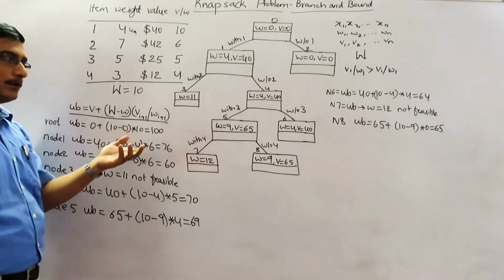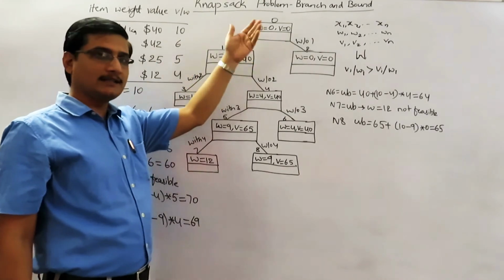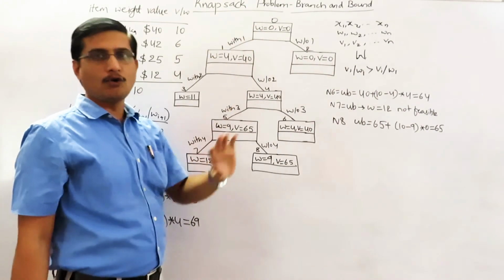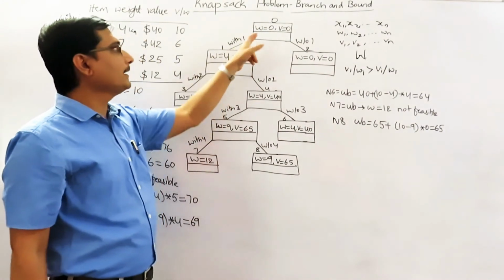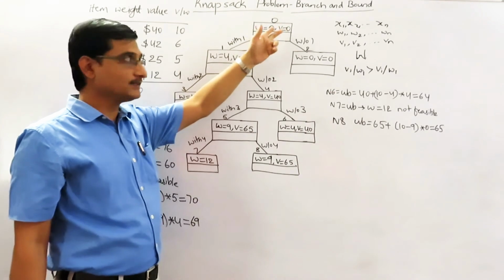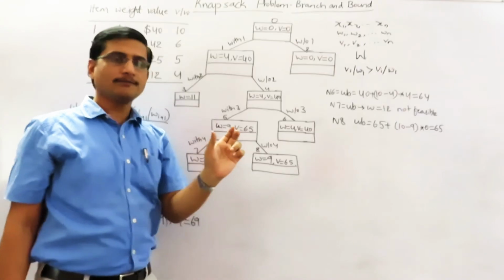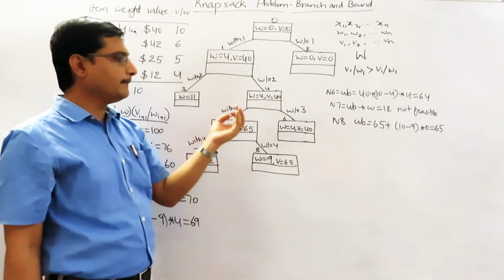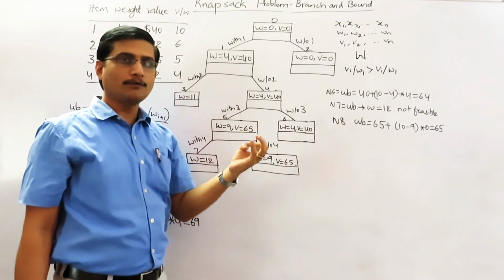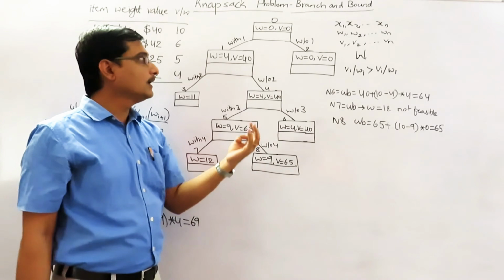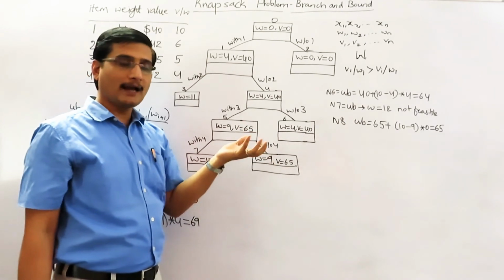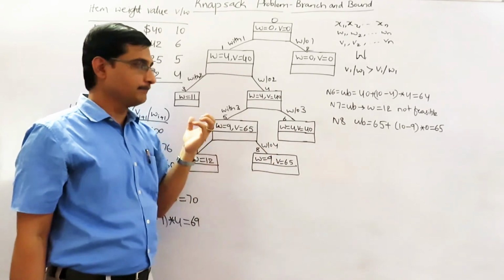So we will go on constructing the state space tree. Initially no objects are selected, so the weight of the object is 0 and the value is 0. In one node of the state space tree, we are going to define the weight, the value of the item we are going to include, and the upper bound at that instance of time.